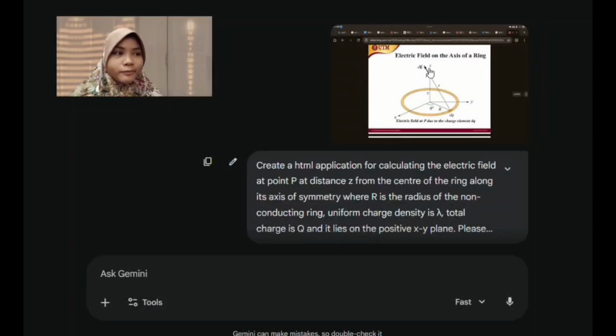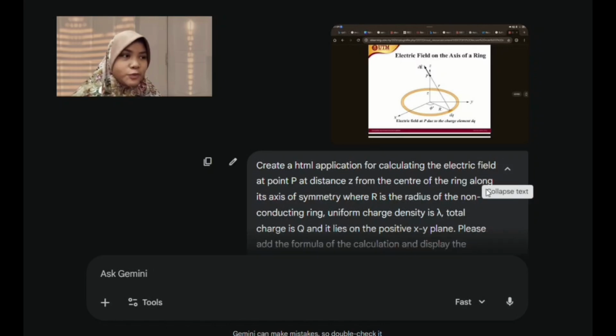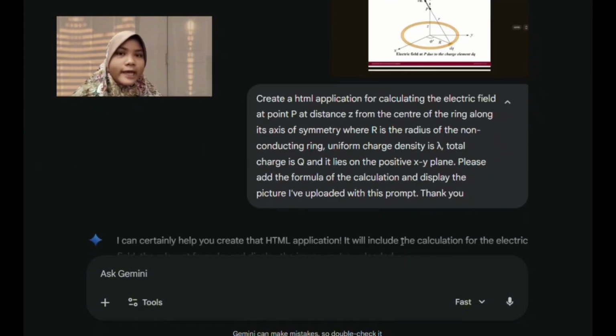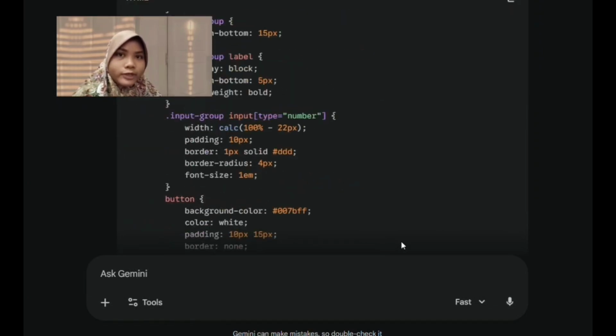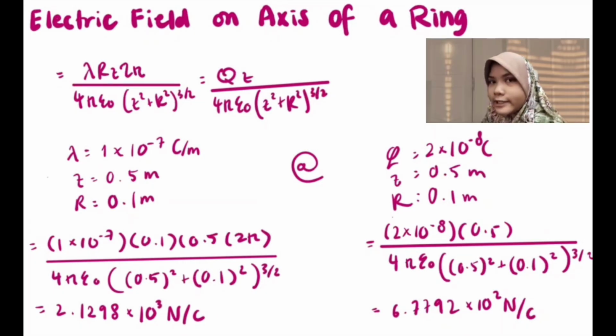We used Gemini and the prompt given was: create an HTML application for calculating the electric field at point P at distance z from the center of the ring along its axis of symmetry, where r is the radius of the non-conducting ring, uniform charge density is lambda, total charge is Q, and it lies on the positive xy plane. I also asked it to generate an image based on the picture I uploaded and to show the formula for the calculation. After calculating the electric field, the equation simplifies into lambda r z times 2 pi over 4 pi epsilon naught times z squared plus r squared to the power of 3 over 2, where lambda times 2 pi r equals Q, the total charge.